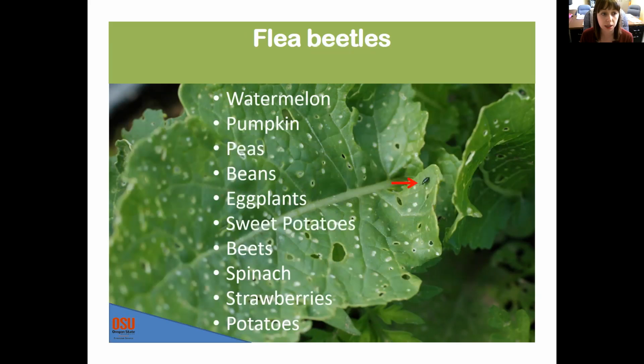And they can feed on watermelon, pumpkin, peas, eggplants, sweet potatoes, beets, spinach, strawberries, and potatoes. You also want to think about your crop when you're thinking about your tolerance level, about how much you can stand. If they're feeding on the leaves of strawberries, but you're still getting good fruit production from your strawberries, I would say that's not as much of a concern. But if they're feeding on the leaves of your spinach, what you're eating is the spinach leaf. So you probably would have a much lower threshold with something like spinach than something that you're not consuming the leaves on, like strawberries or potatoes.